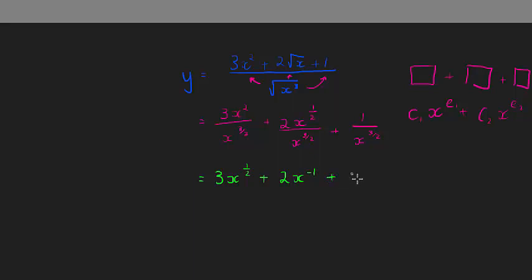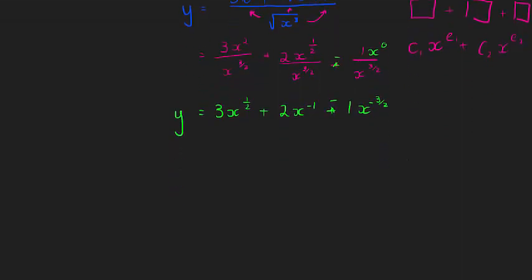Plus 1. And then let me just see if I wrote it all. That should be a negative. Okay. Negative. Okay, and then this one becomes 1x. This has an x to the power of 0, so 0 minus 3 over 2 is 3 over 2 with a negative. Okay, and now once I get into this format, now I can take the derivative.